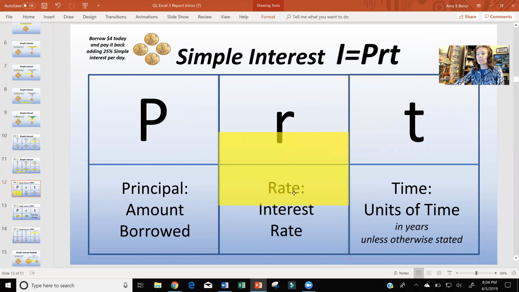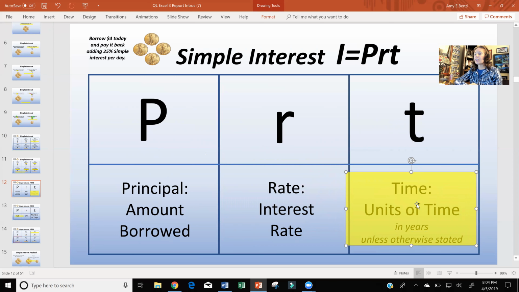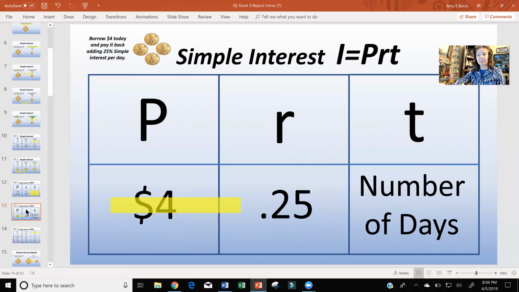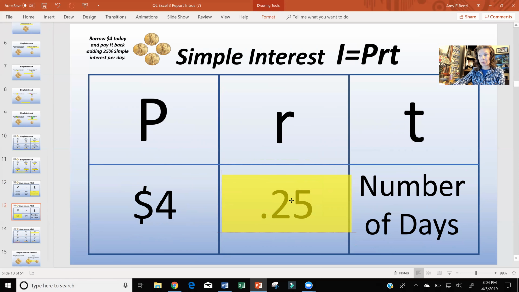Our rate is going to be the interest rate that is being charged or that we're paying. And then our time. Time is almost always recorded in years unless the units given in the scenario are different, which in this case, our units are days. In this particular scenario, our principal amount that we borrowed was $4 at a 25% interest rate.